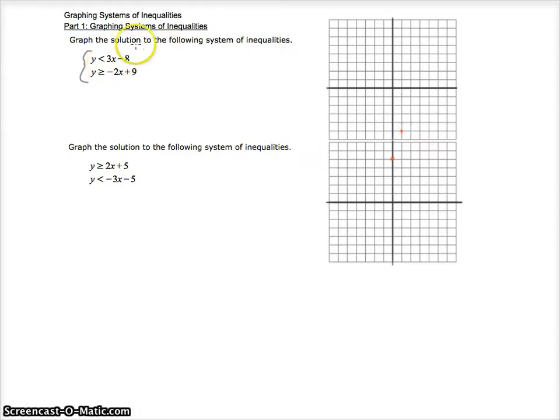And then now we need to remember that less than and greater than, these are dashed lines because they do not include the values. So I'm going to dash the line here.